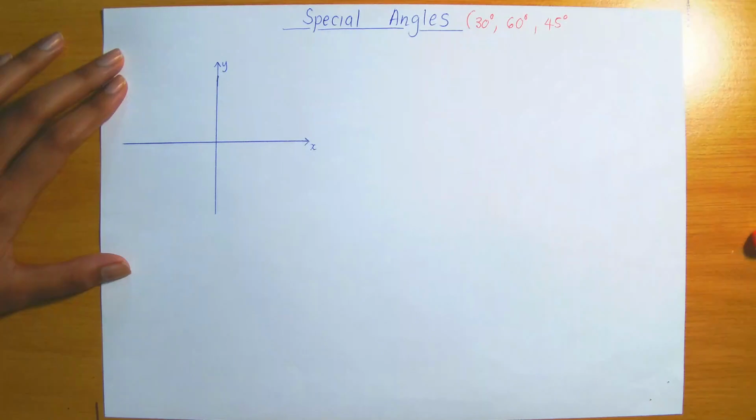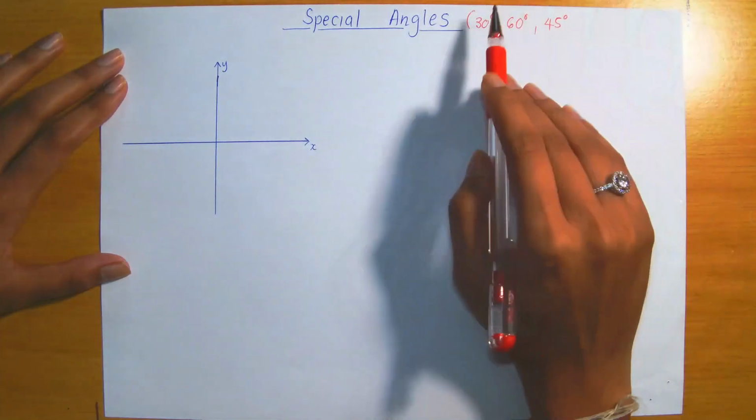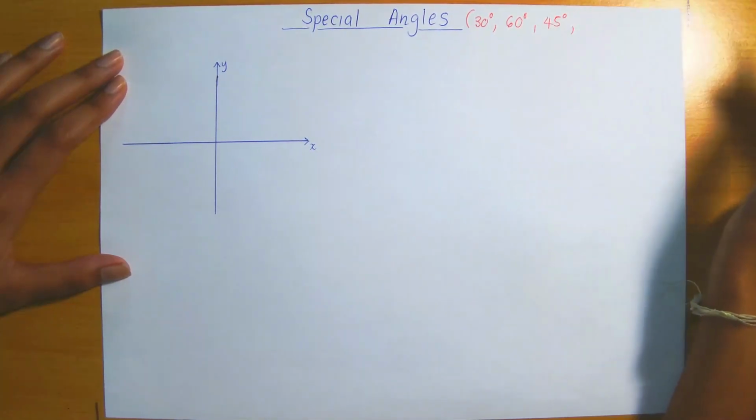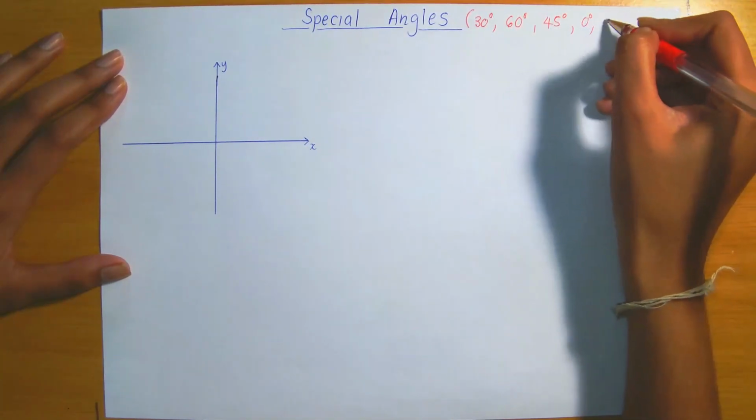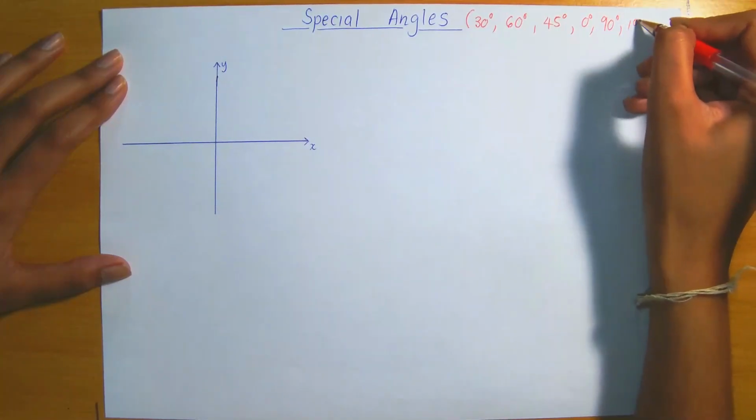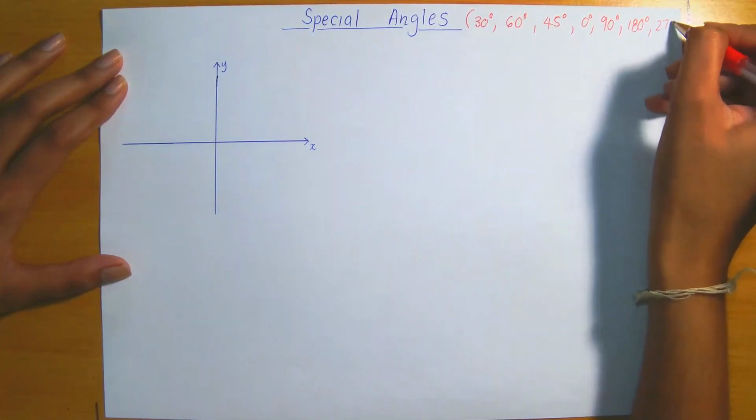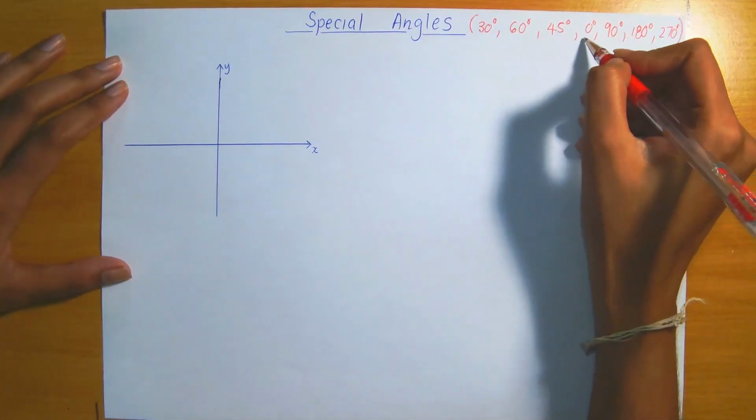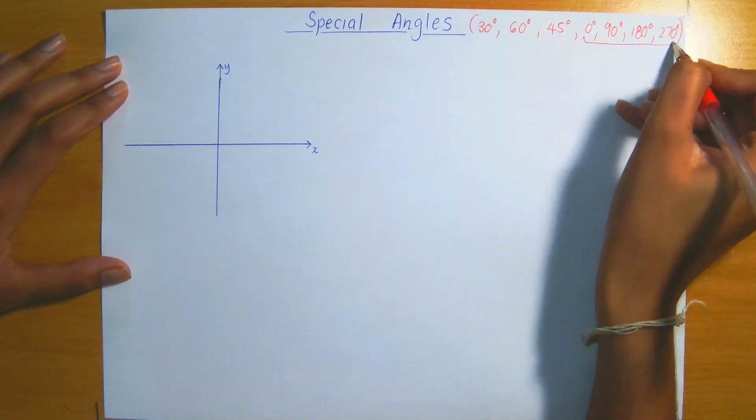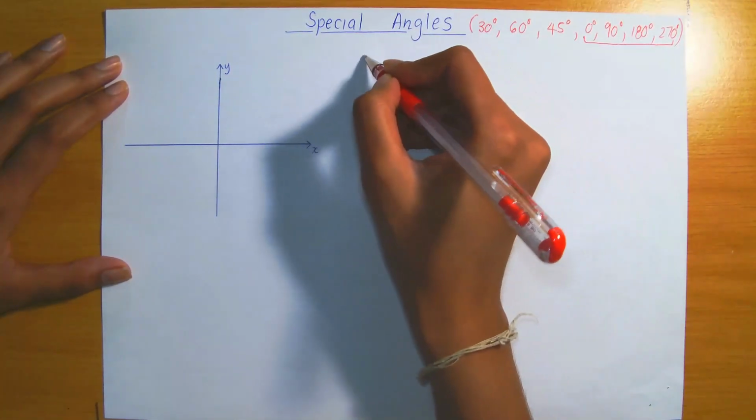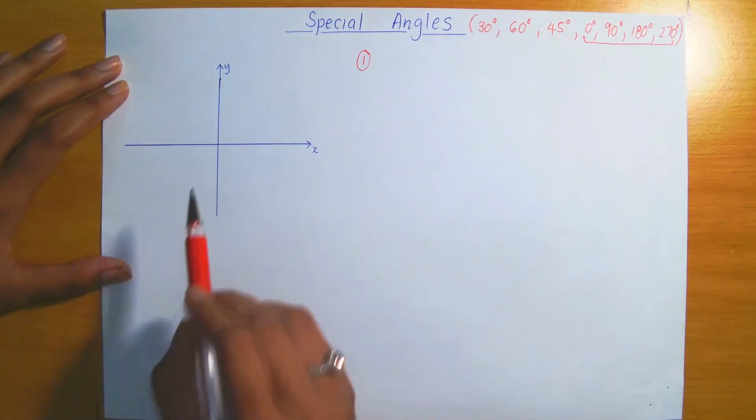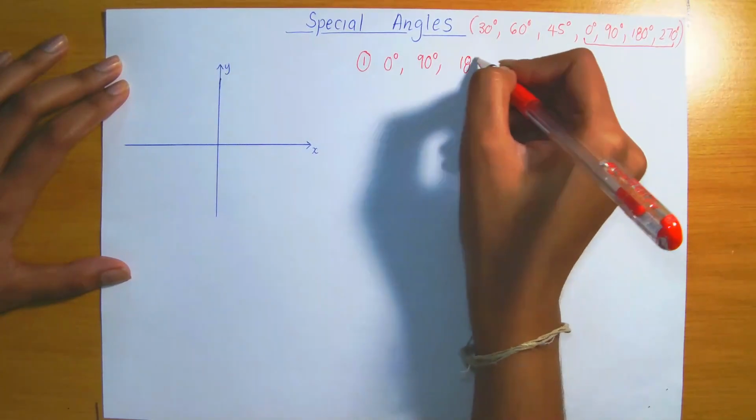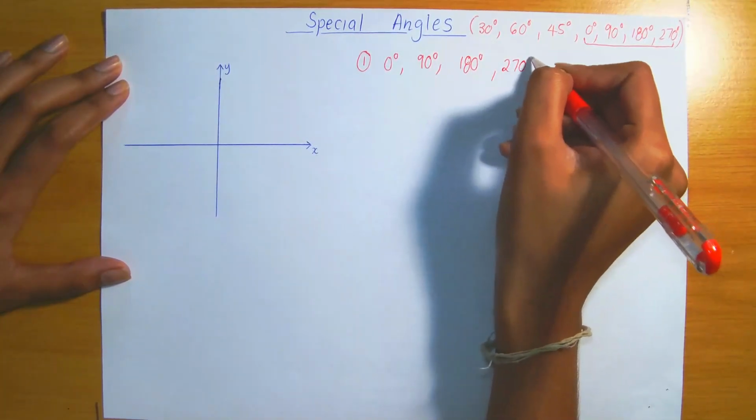If you had to look at any textbook or even do a Google search, these three angles would come up immediately. Today I'm also going to be discussing 0, 90, 180, and 270 degrees. So let's start off with 0, 90, 180, and 270. That's what we're going to be discussing with the aid of this diagram.